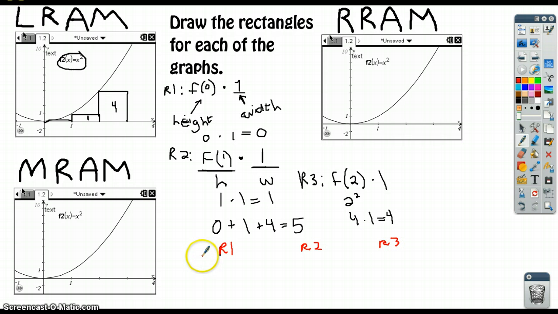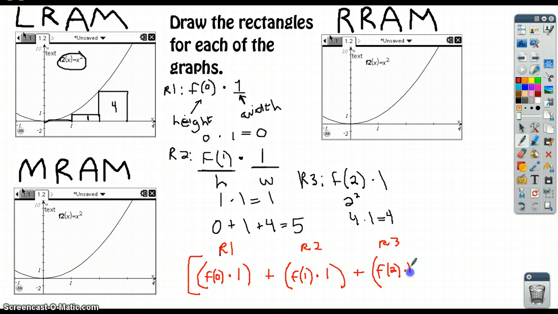Okay, and this was the rectangle with height f of 0 times our common width of 1, plus our rectangle with a height of 1. Remember, this is our left-hand rectangle approximation method with a common width of 1. And our third one that began at f of 2 with a common width of 1.